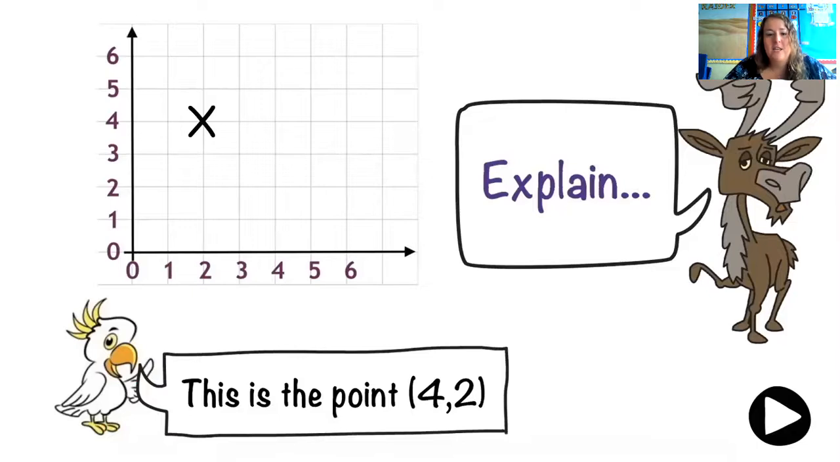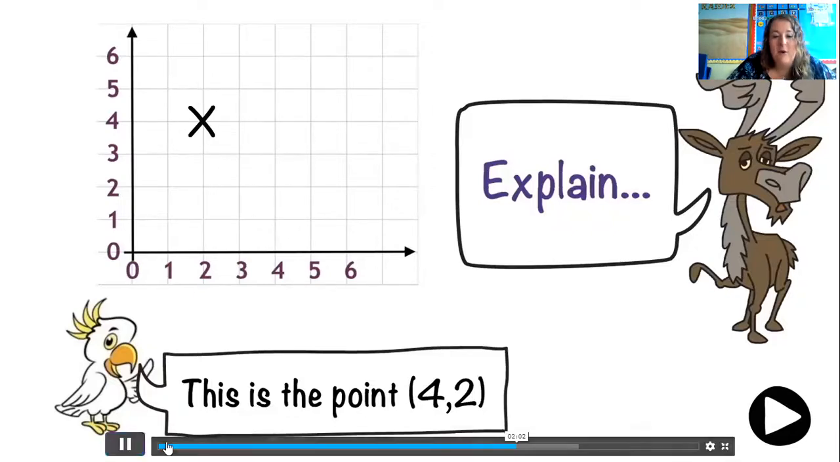Okay, lovely. Hopefully you're saying, no, Coco has made a mistake. Coco has read the vertical and then the horizontal, which is the wrong way round. Coco has actually drawn 2-4 and not 4-2. And hopefully you can use some of that vocabulary to explain why.